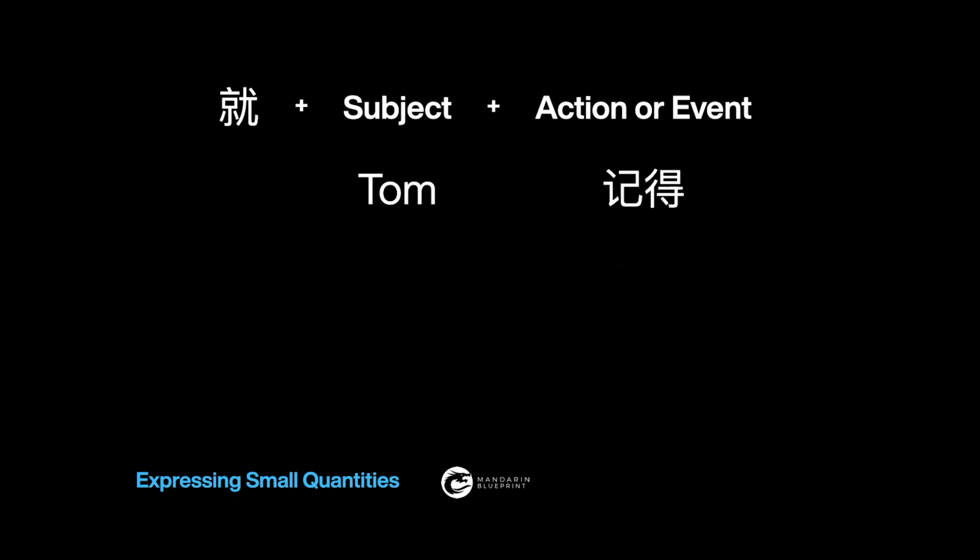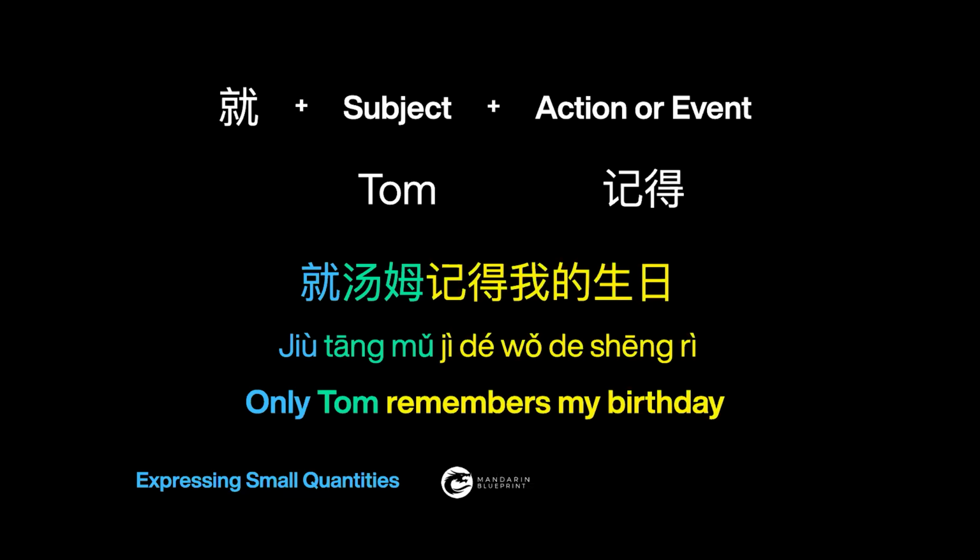How about if you have the subject as Tom and 记得, which means remember. So Tom remembers, or 汤姆记得. Looking at this full sentence, if you just say 汤姆记得, that's Tom remembers. 就汤姆记得. Only Tom remembers, right? So that changes the feeling of it. If Tom remembers something, then okay, sure, Tom remembered.